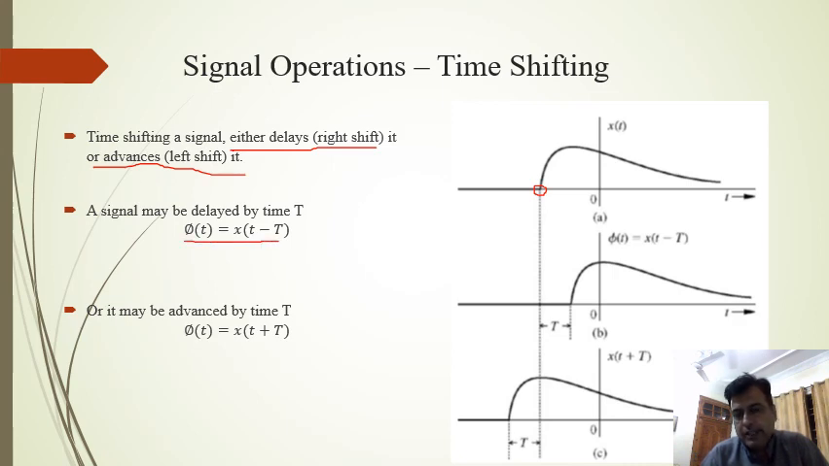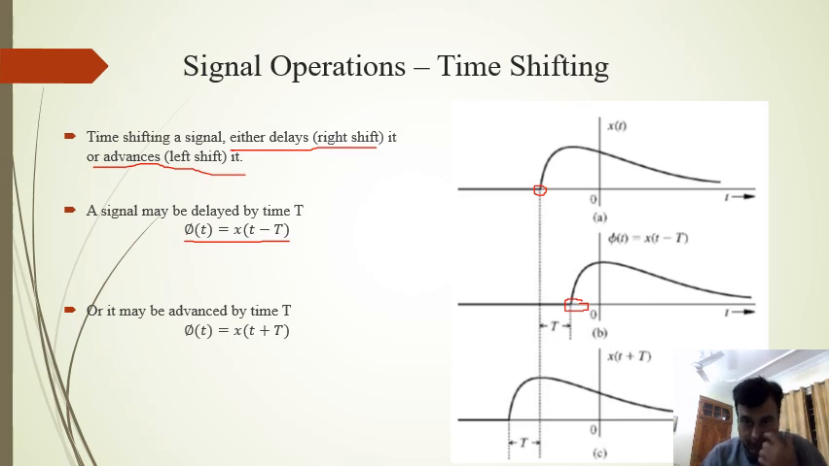Phi of t is x of t minus capital T. So this capital T is the delay in that signal. पहले ये सिग्नल यहाँ से इस पॉइंट से स्टार्ट हो रहा था. Now this signal is starting from this point. So this signal has been delayed by an amount which is capital T, and the resultant signal in this case is called x of t minus capital T.